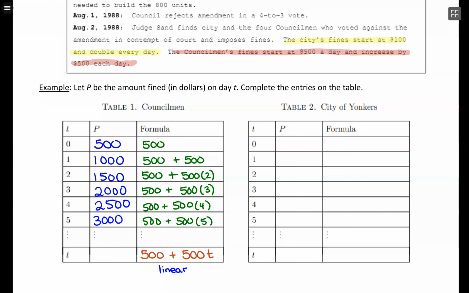All right, let's look at the city of Yonkers. Their fine starts at $100. So on day 0, they're being charged $100. And then their fine is doubling every single day. So if we're starting at 100, then we would have 200, and then that would double, and double, and double, and double.